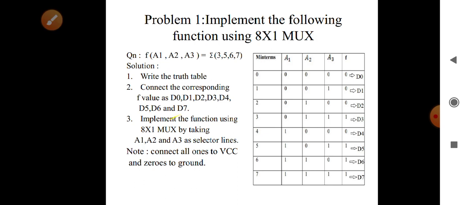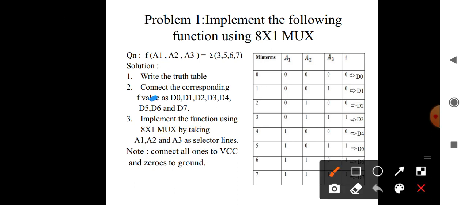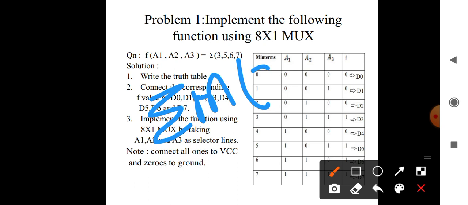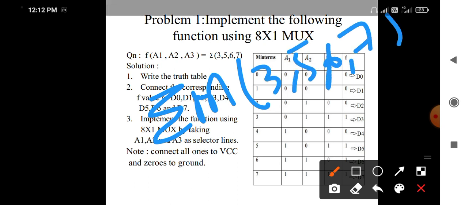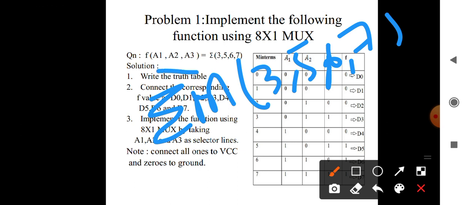So that is why we give sigma m of 3, 5, 6, 7 like this. This we can represent by using the K map. That is a 3 variable K map. We need to plot the 3 variable K map.